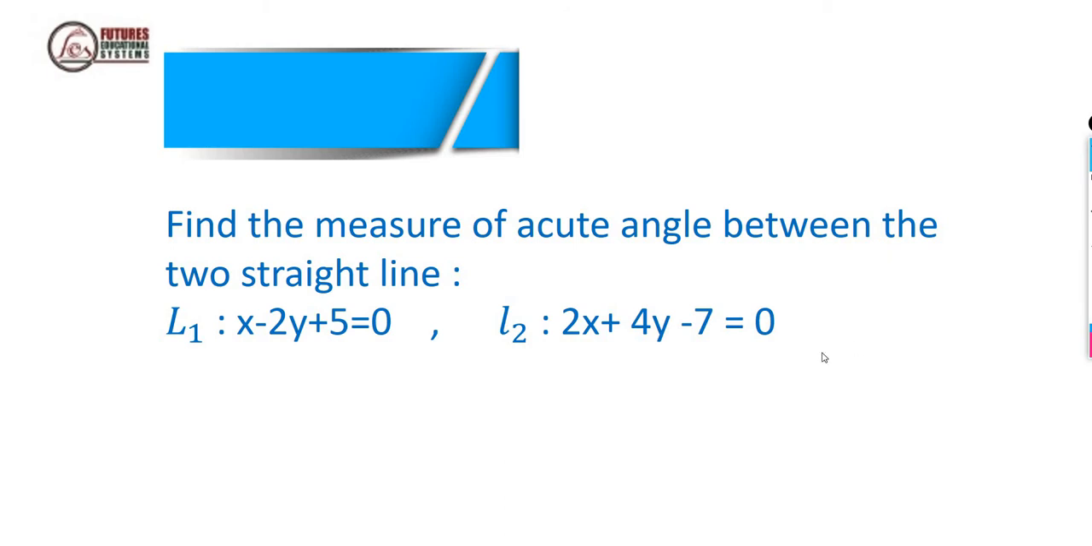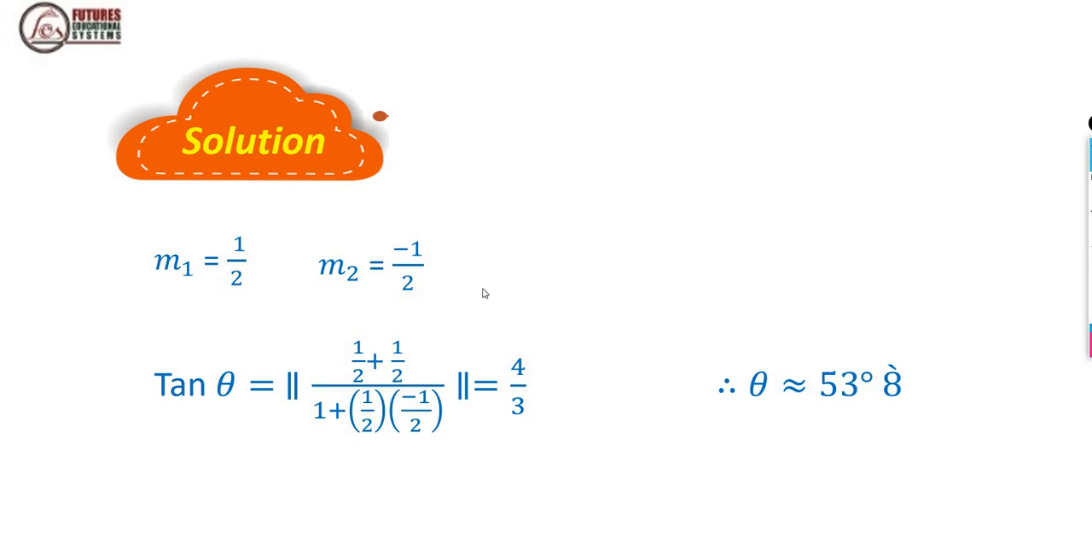Find the measure of the acute angle between two straight lines, L1: x minus 2y plus 5 equals 0, and L2: 2x plus 4y minus 7 equals 0. We want to get the measure of the angle between the two straight lines. Solution: the slope of the straight line L1 equals half, and the slope of the straight line L2 equals negative half.